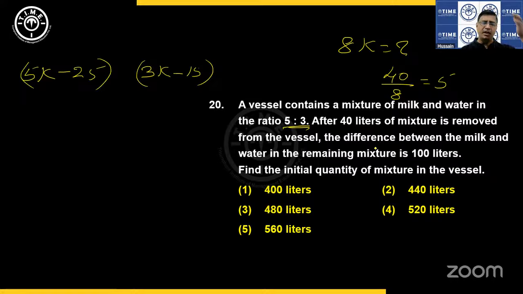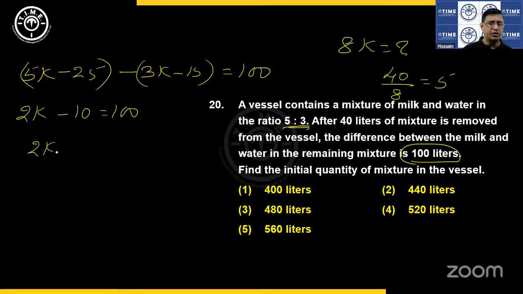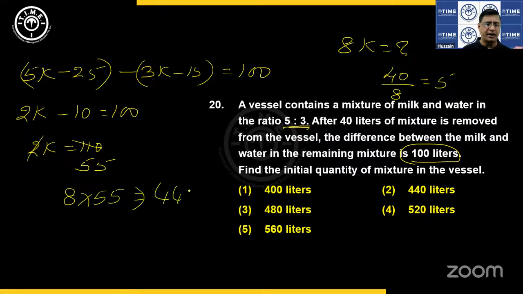Now, the difference between these two parts is equal to 100. 5k minus 3k, that is 2k, minus 10 is equal to how much? 100. 2k is equal to 110. The value of k is equal to 55. When k is equal to 55, what about the 8k? 8 into 55, that is 440 liters.